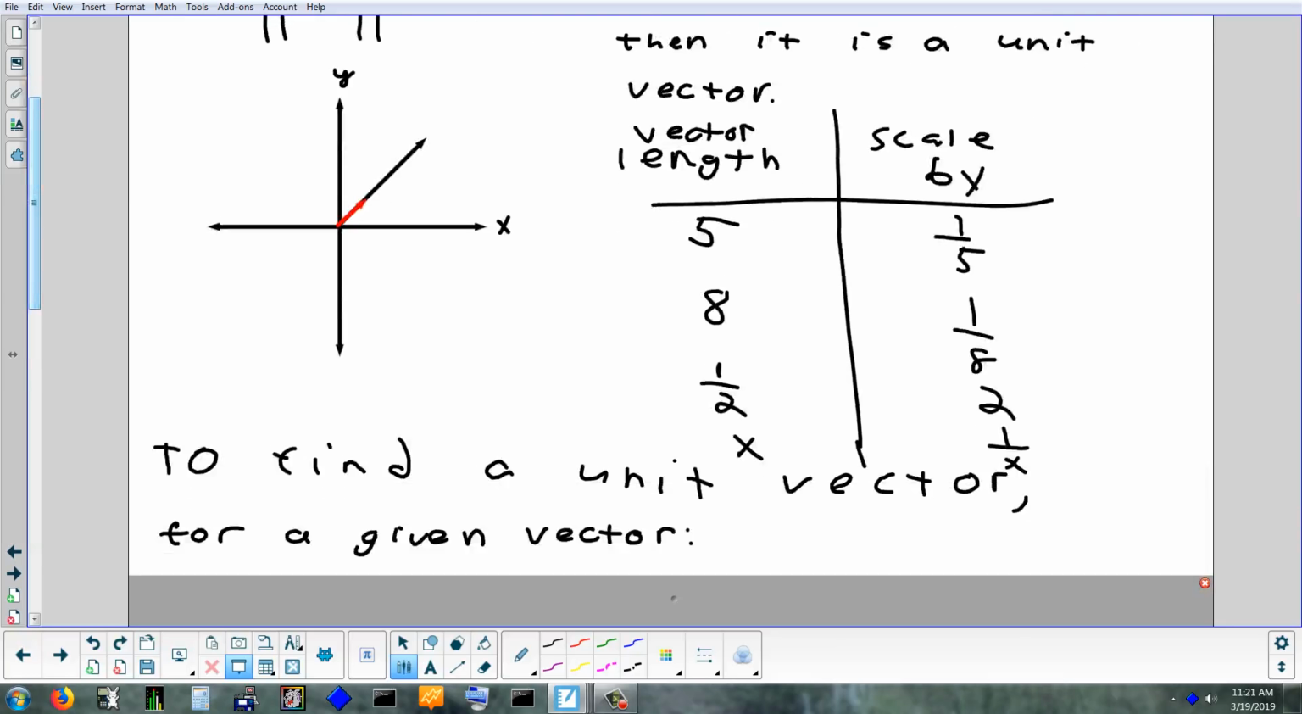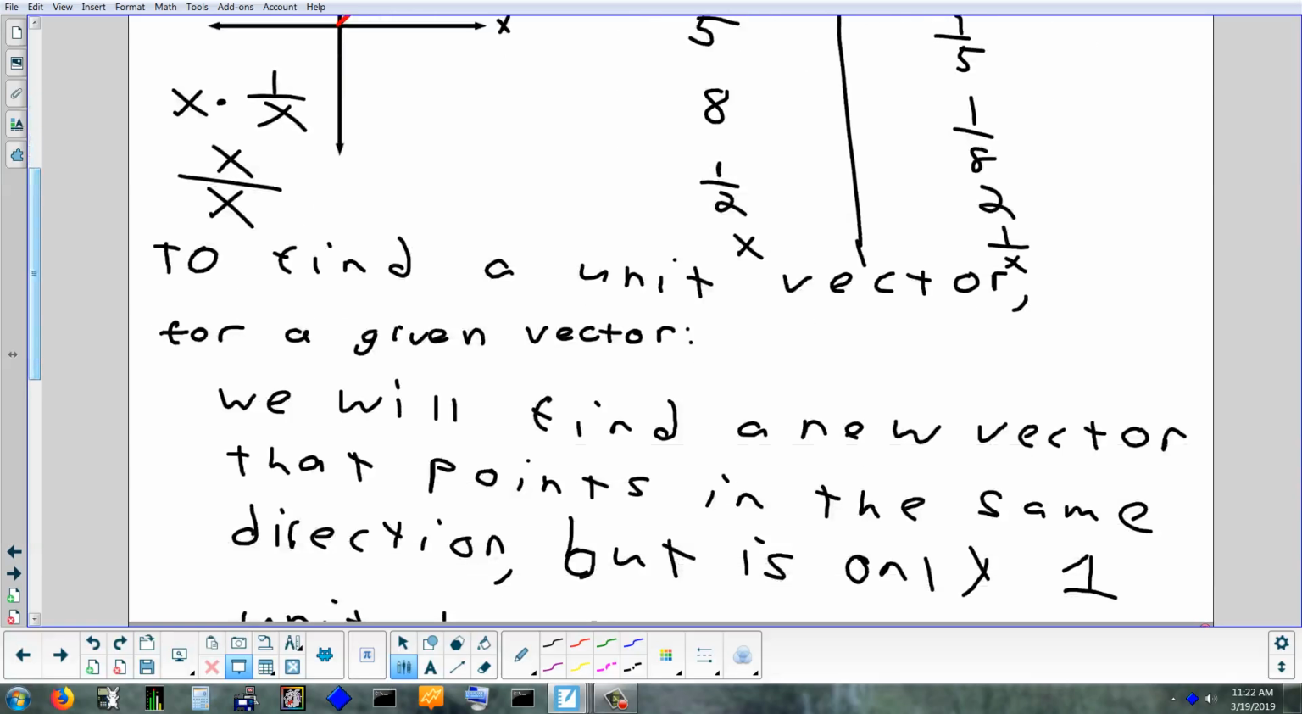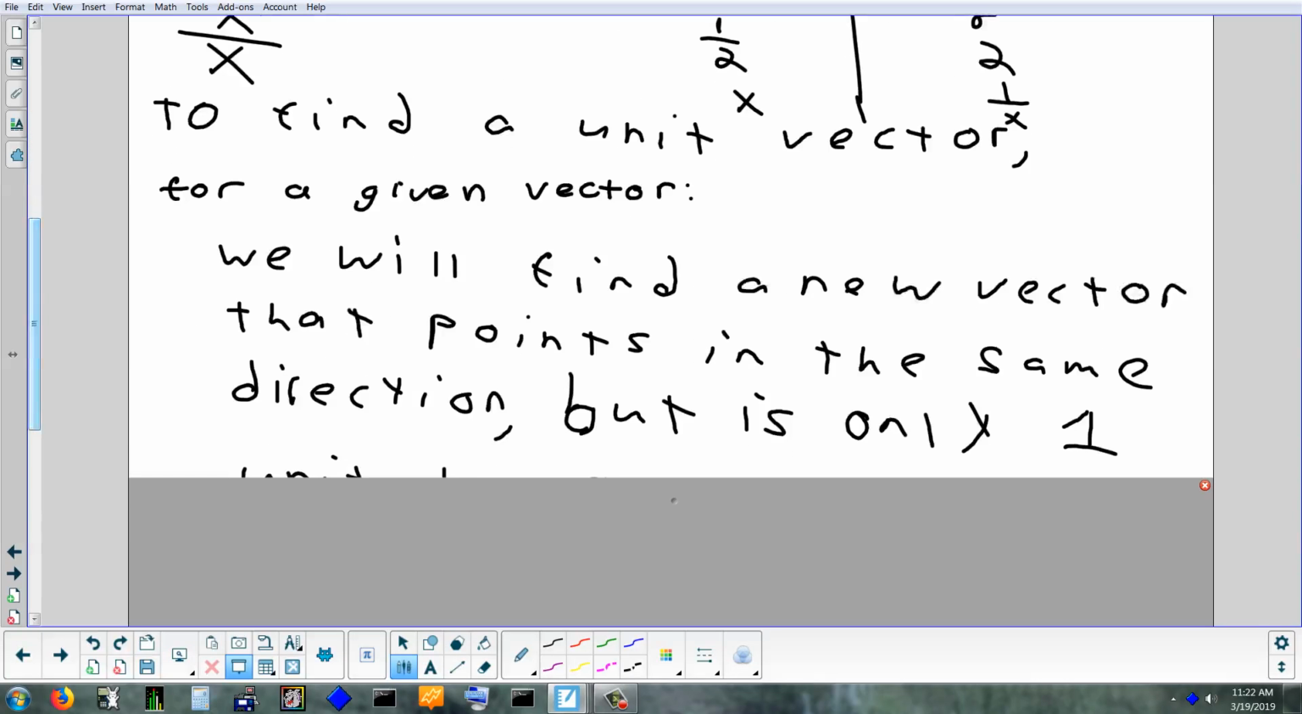Now, scaling it by the reciprocal is the same as dividing it by its length. So you would take x and multiply by 1 over x, or take x and divide by x, it's the same thing. So multiplying by its reciprocal or just dividing by its length means the same thing. What we're actually doing is finding a new vector. We're not changing the direction. Still pointing the same way, because you're never going to scale by a negative. So it's always going to point the same way, but it's only going to be 1 unit long.